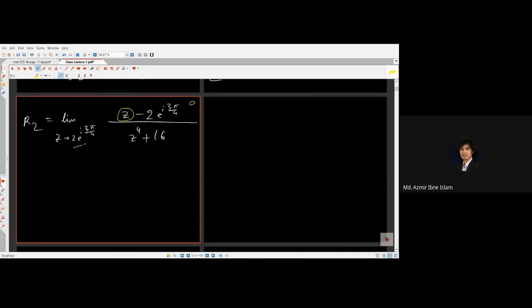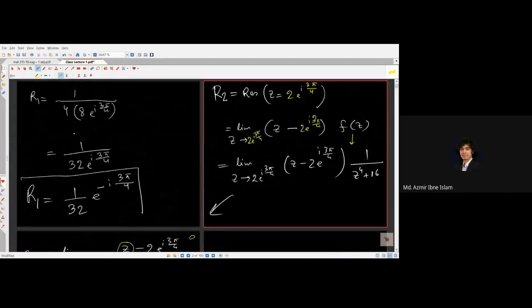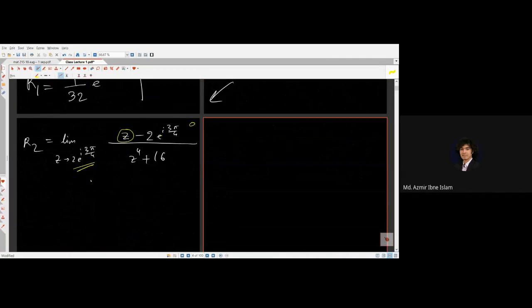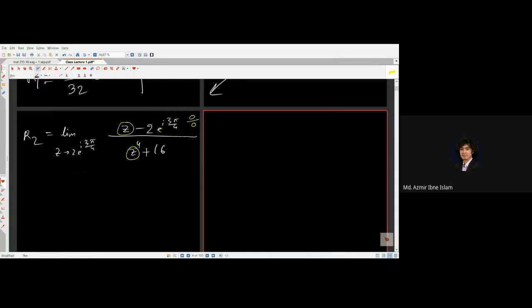And since this is the pole, this is the zero of the main equation, or root of main equation, we can understand that if we input here, that part with power 4 will become negative 16. So negative 16 plus positive 16, it will obviously be 0. So that means it is 0 by 0. Now again, we can apply L'Hopital rule.